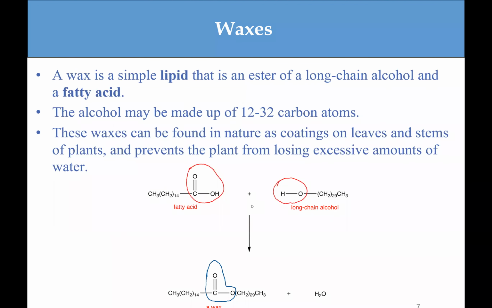Now for waxes, they are simple lipids, like we said, and they are an ester. An ester is formed when an organic acid, which is this, with a C double bond O connected to an OH group, reacts with an alcohol. This is the alcohol, it has the OH part. When they react together, they form this bond, the C double bond with an O. That bond is called an ester bond. And this substance, made by reacting a fatty acid with a long chain alcohol, is what an ester is. Waxes can be found as a coating on leaves to prevent water loss.